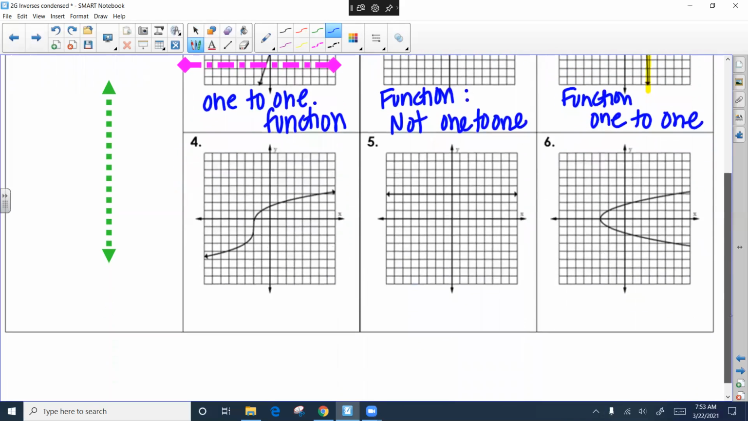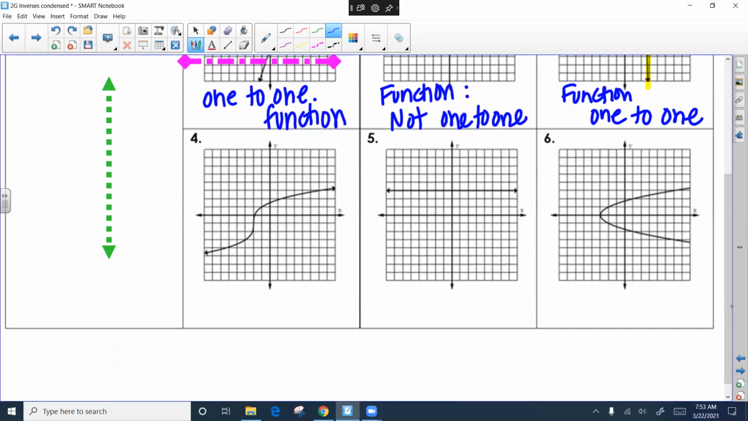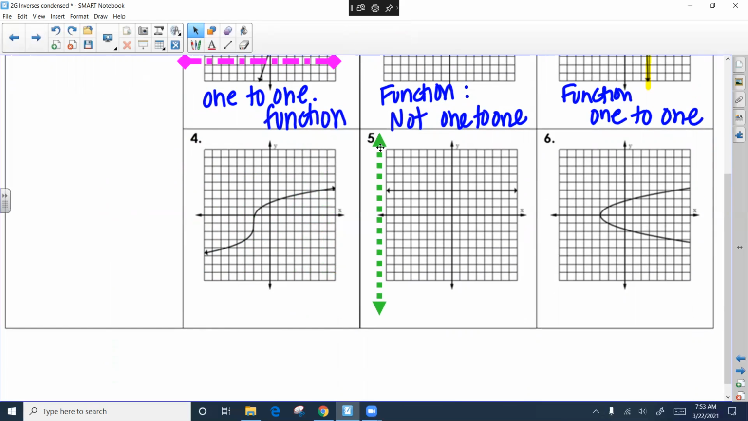Okay, so let's look at 4, 5, and 6. First we want to see if we have a function. Number 4, vertical line test. This is good for the vertical line test. So this one is a function, but now we want to know, is it one-to-one? That means we want to check the horizontal line test. We want to know if a horizontal line only crosses once.